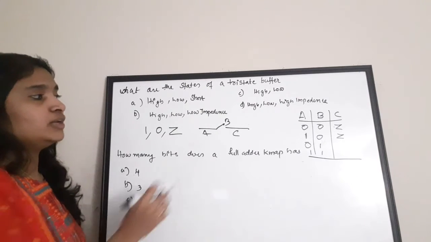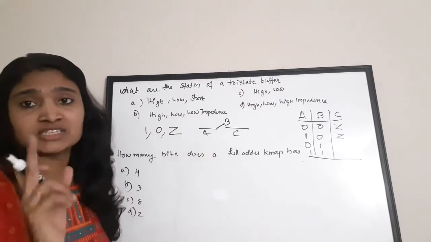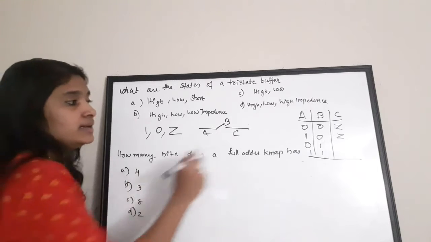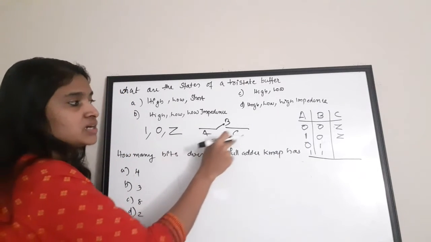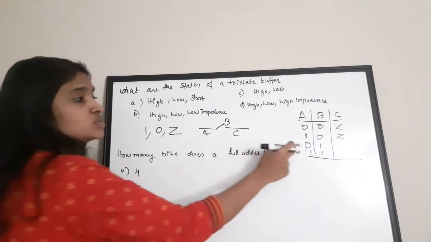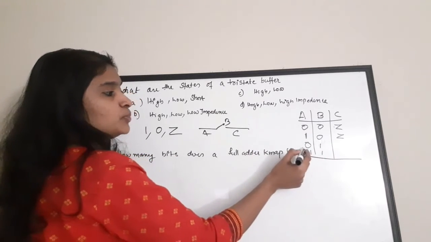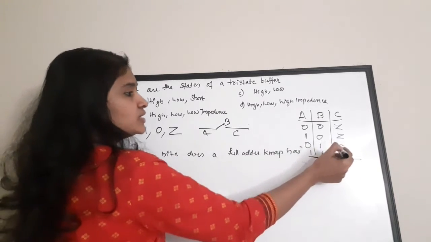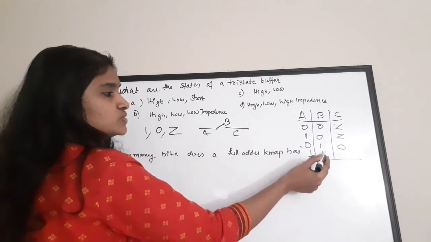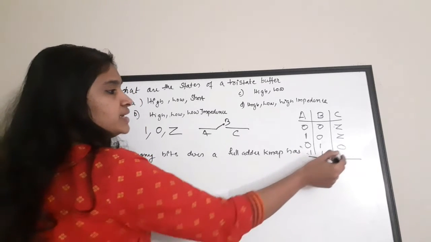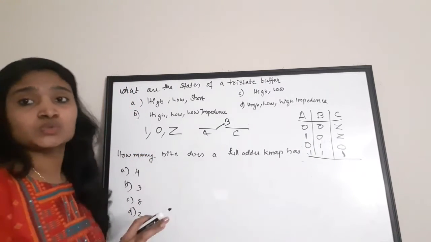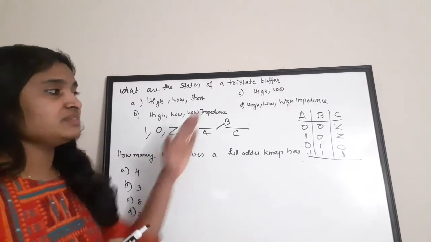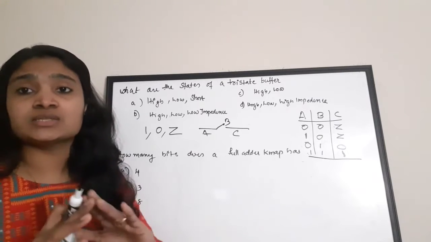Now, when the value of B is 1, the switch is closed and whatever value we give to A will pass on to C. So, when B value is 1 and input A is 0, the output is 0. When B value is 1 and the input is 1, the output is 1. So, these are the 3 states and this is the truth table. So, the high impedance state means the switch is open.